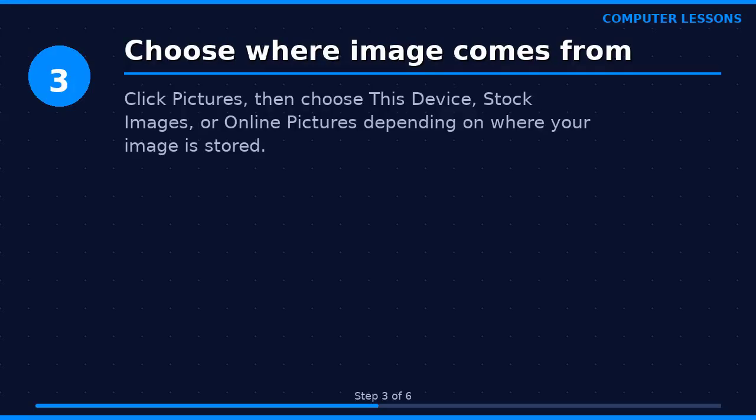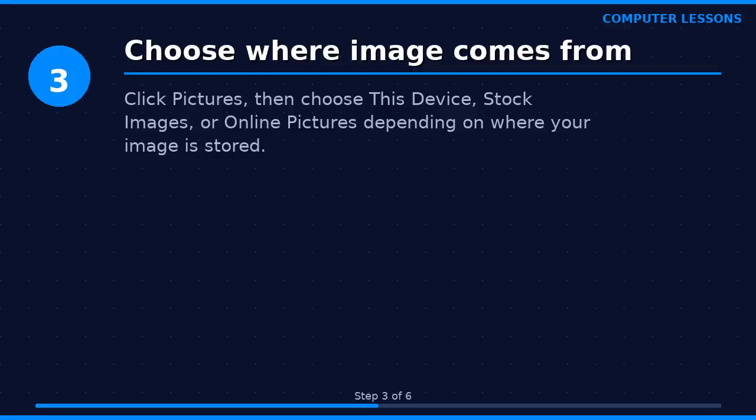Step 3. Now, click the Pictures button in the Insert tab. Word will ask you where the image is coming from. Your computer, built-in stock images, or online pictures. Pick the option that matches where your picture is saved. Most of the time, that will be this device on your computer.